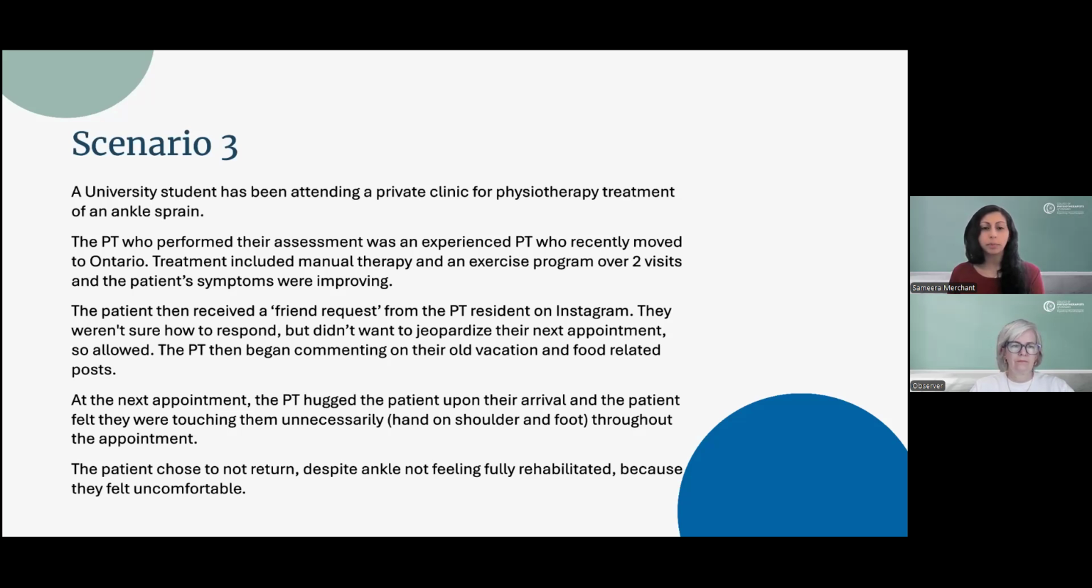At the next appointment, the PT greeted Smita with a hug in the waiting room and then brought her back to the clinic room using their hand on her shoulder to guide her down the hall. In the clinic room, Smita felt that the PT was holding onto her foot while discussing the social media posts, rather than being focused on the progression of her range of motion, performing manual therapy, or assessing her strength.